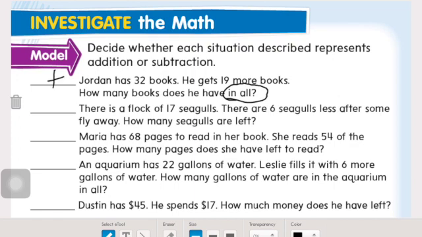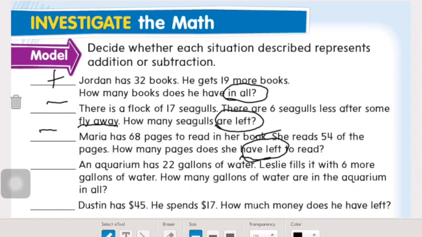There's a flock of 17 seagulls. There are 6 seagulls less after some fly away. How many are left? There's your clue. Fly away is another clue. We're separating, which means we're subtracting. Maria has 68 pages to read in her book. She reads 54 of the pages. How many does she have left? There's another clue. If she's reading pages and she already read some, that's taking away or separating.